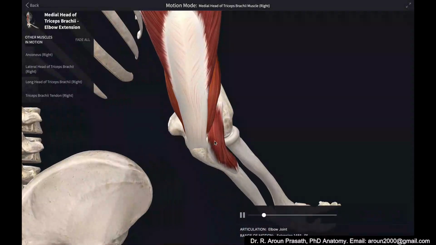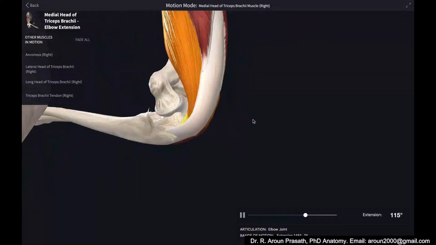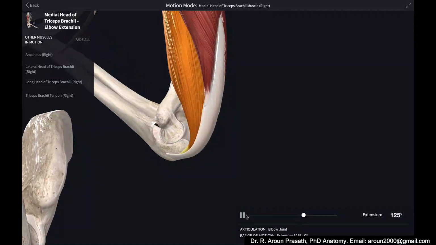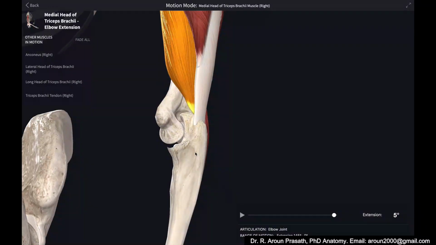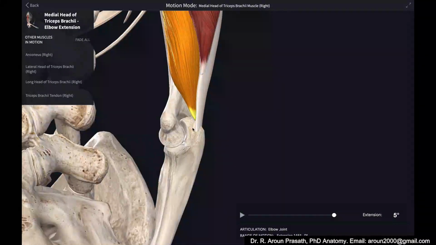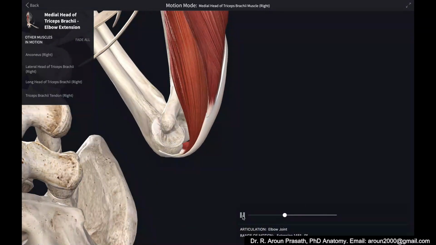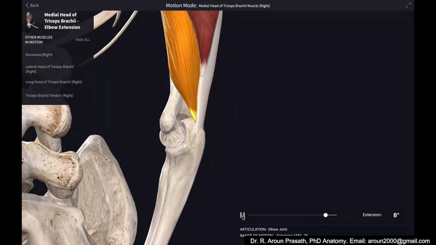During the time of extension, this is a complete extension. The olecranon process comes and fits into the olecranon fossa and prevents hyperextension. This is flexion of the elbow and this is extension of the elbow.